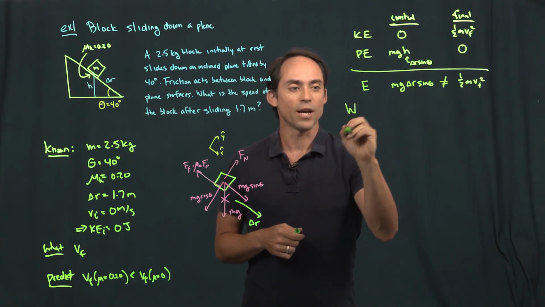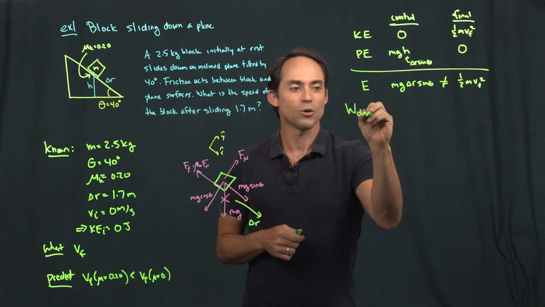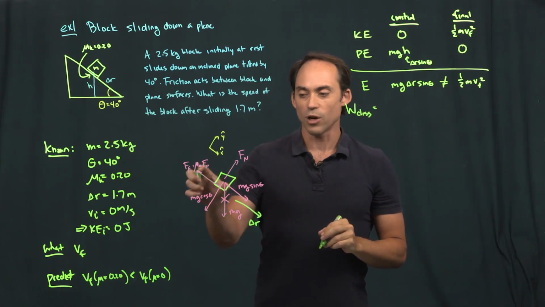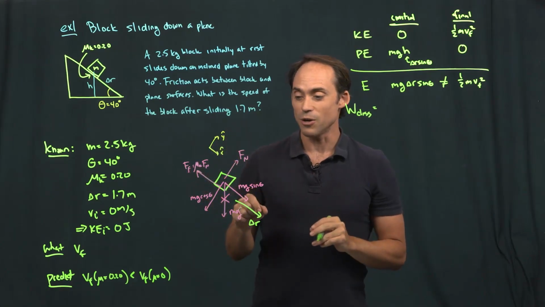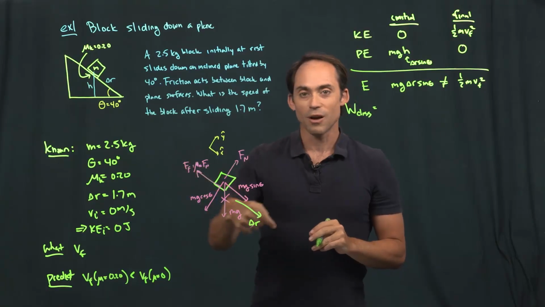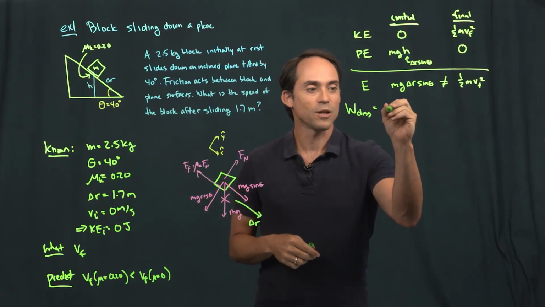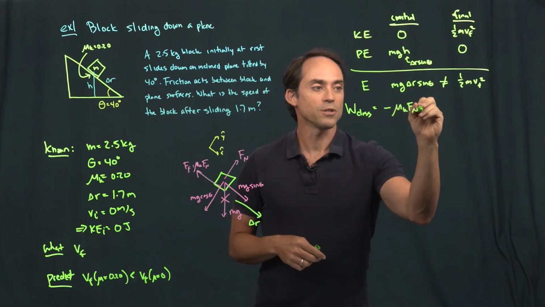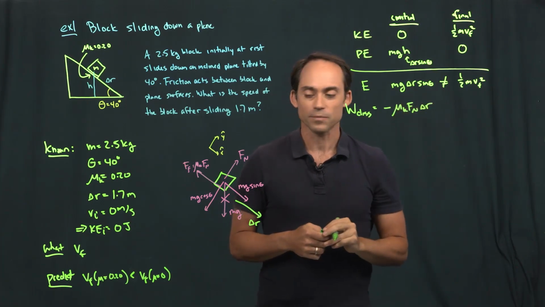So we use our regular work energy theorem. So work of dissipation is just the work done by the dissipative forces alone, which in this case is just the friction force, and it's pointing in the opposite direction of our displacement. So this is going to be minus mu k times the normal force times our displacement.